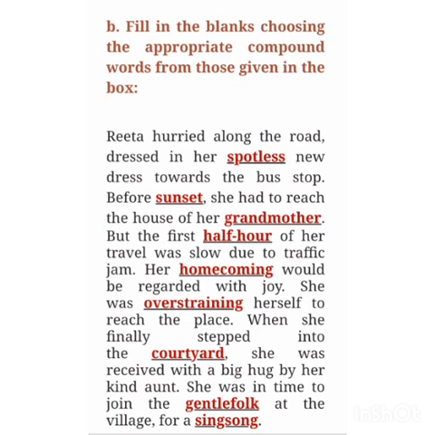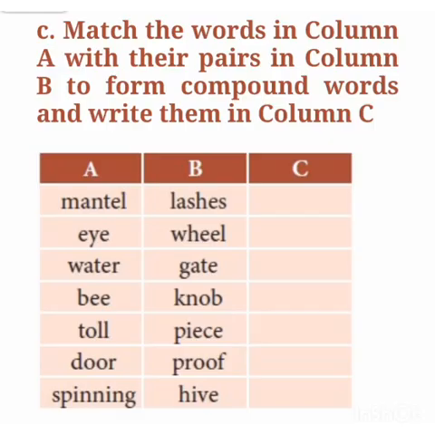Rita hurried along the road, dressed in her spotless new dress, towards the bus stop. Before sunset, she had to reach the house of her grandmother, but the first half an hour of her travel was slow due to traffic jam. Her homecoming would be regarded with joy. She was overstraining herself to reach the place. When she finally stepped into the courtyard, she was received with a big hug by her kind aunt. She was in time to join the gentlefolk at the village for a sing-song.